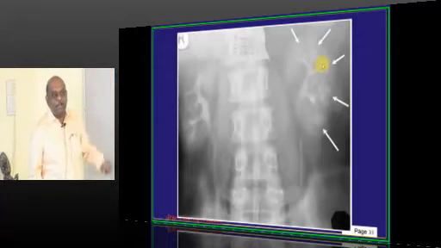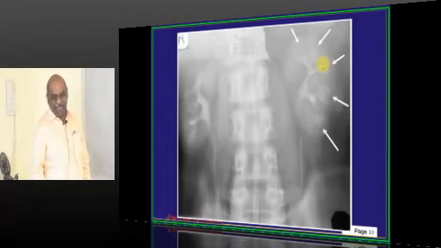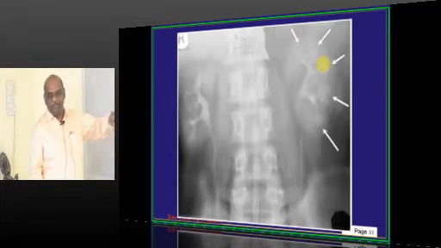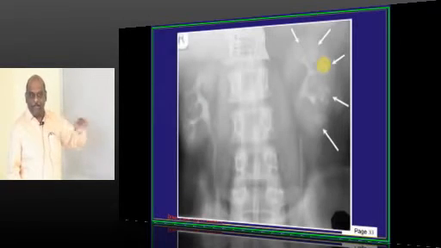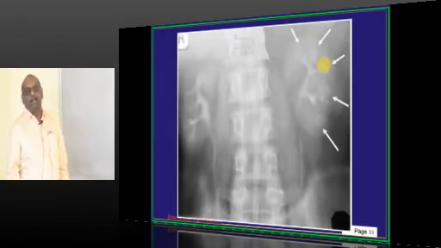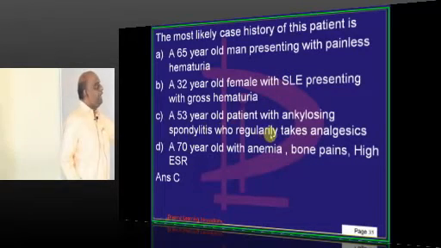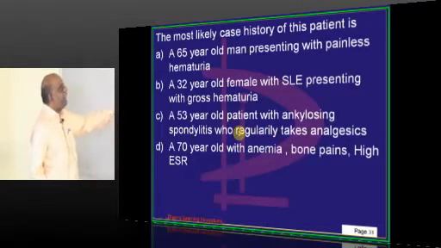What are the three causes of papillary necrosis which you should not forget? Analgesic nephropathy, diabetes mellitus and sickle cell nephropathy. And recurrent reflux UTI, any of them can lead to development of papillary necrosis. So, doctor, the most likely possibility is an ankylosing spondylitis patient.